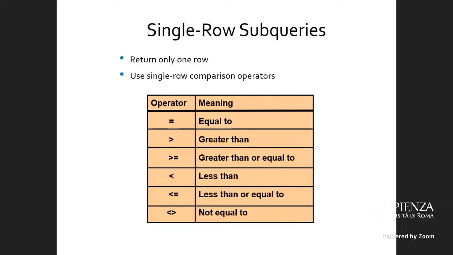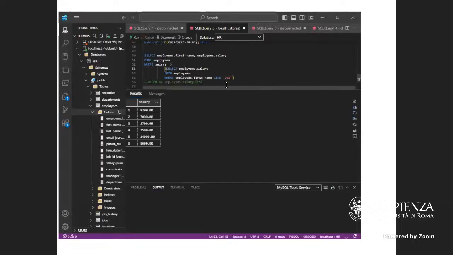Now, let us go back to this thing so that you can see how this translates. So you can see our query that we have here. You can see that this one is returning plenty of rows, right?